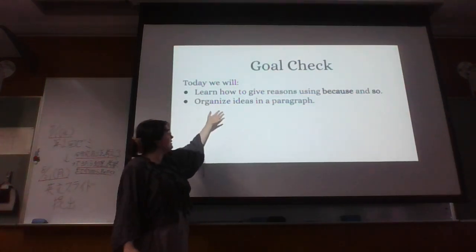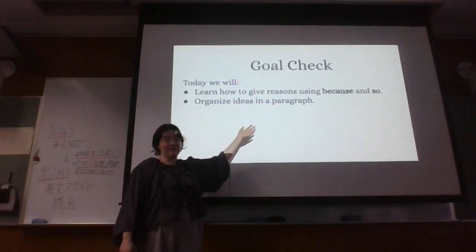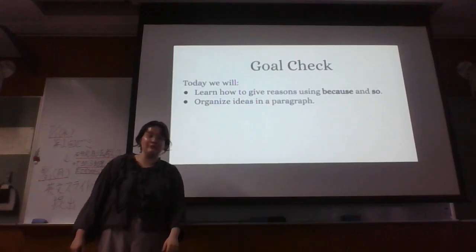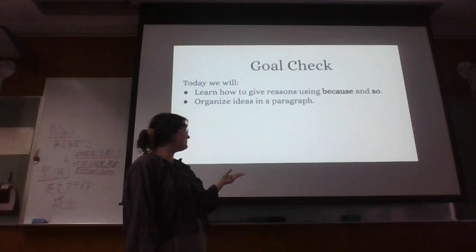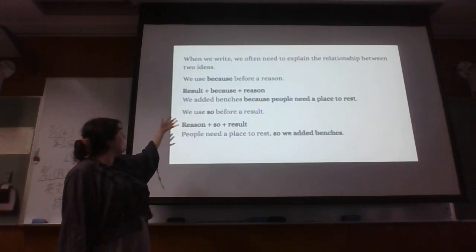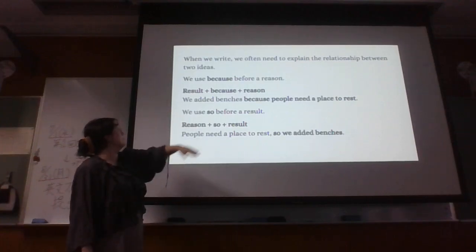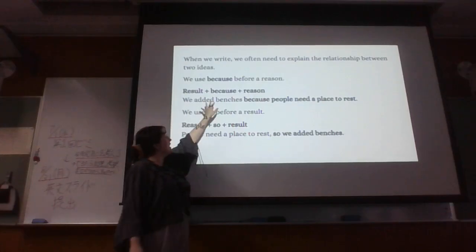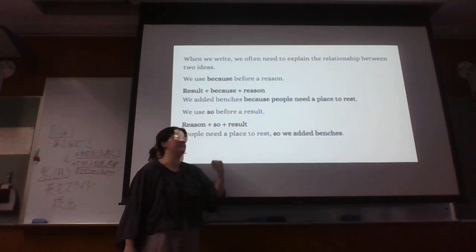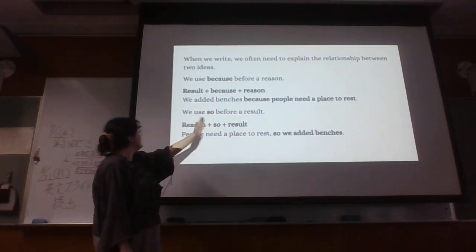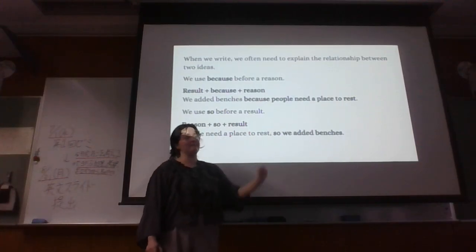Today we're going to learn how to give reasons using because and so, and organize the ideas of a paragraph. The students will do this through writing a paragraph and describing their own park. Before we start, let's review what because and so mean. We use because before a reason. So we have our result, because, and reason. We added benches because people needed a place to sit. Or with so, we have reason, so result. People needed a place to sit, so we added benches.